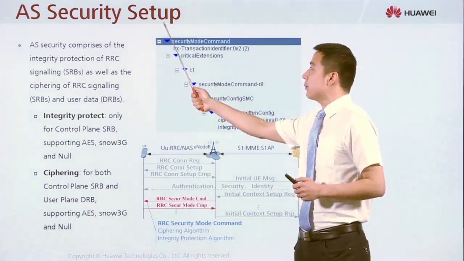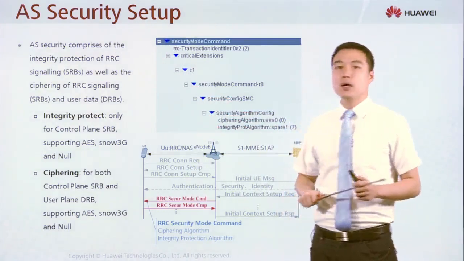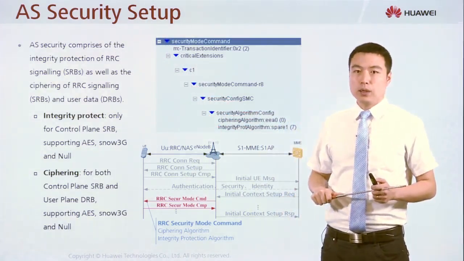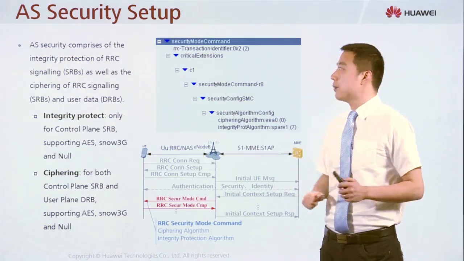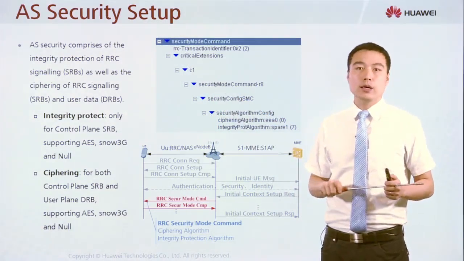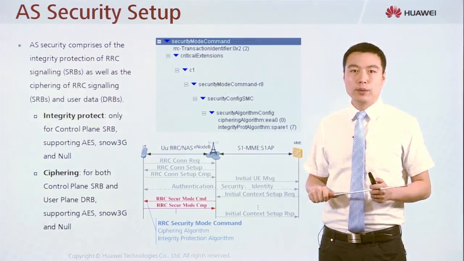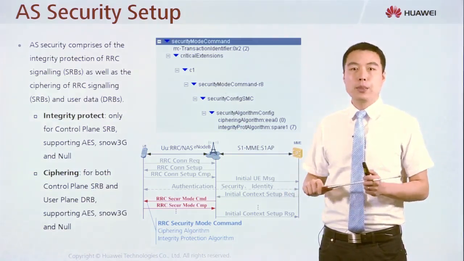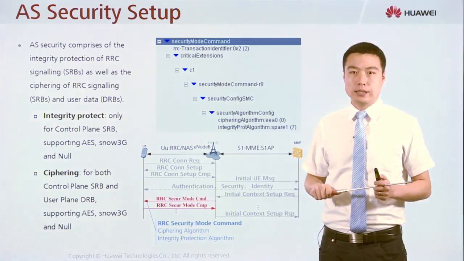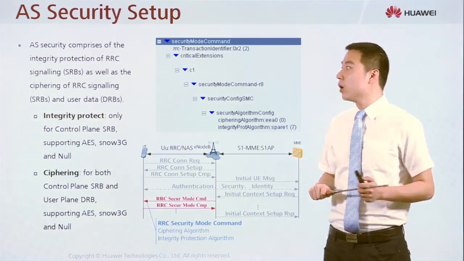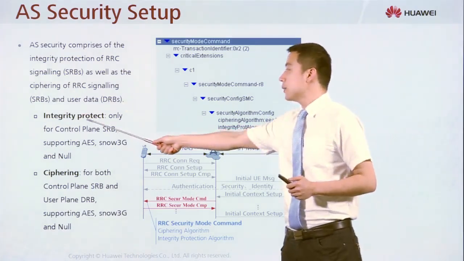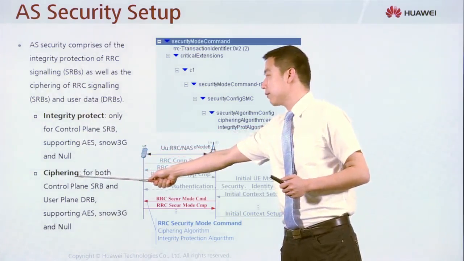AS security setup here, AS means access stratum. This security setup is between the UE and the eNode B. The signaling between UE and the eNode B we call RRC signaling. RRC signaling also needs integrity protection and also needs ciphering.